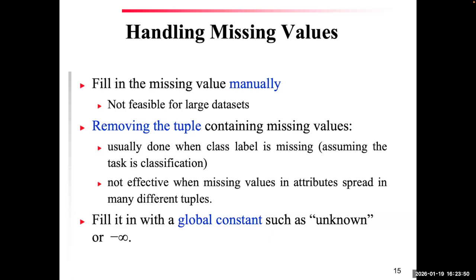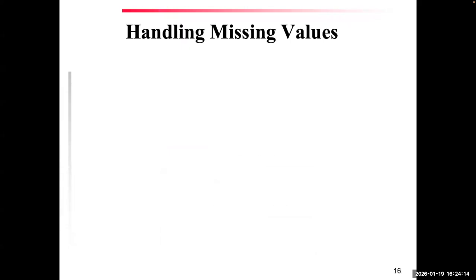And filling the missing values manually doesn't make sense most of the time, especially for large data sets, because it's very time consuming and maybe also prone to error. Removing the tuples containing missing values, which I already explained, or filling it with a global constant such as 0, unknown, infinity, or anything that makes sense in that context.